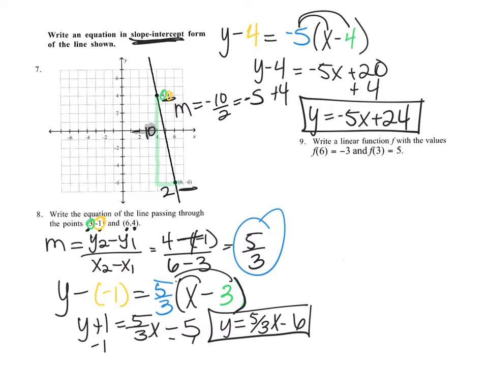And again, number 9 is function notation, but really it's just giving us an ordered pair. 6 comma negative 3 and 3 comma 5.